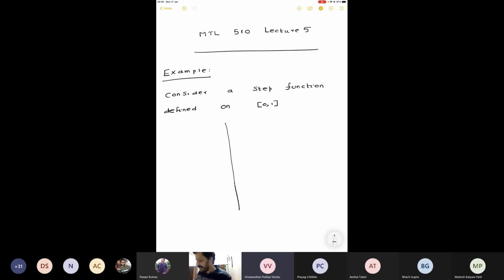So the domain is the closed interval 0, 1. And you are considering a step function. Let us say the function assumes 4 different values: alpha 1 on the interval I1, alpha 2 on the interval I2, alpha 3 on the interval I3, and alpha 4 on I4.